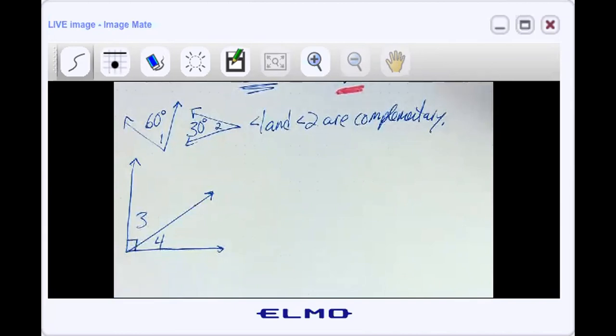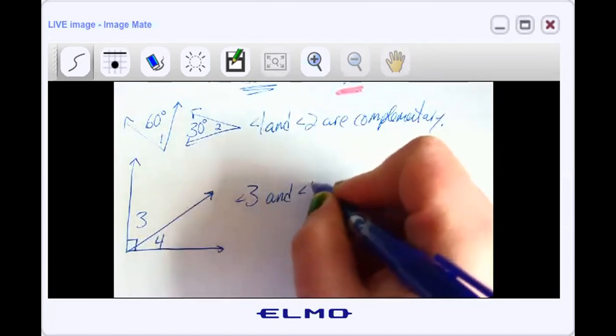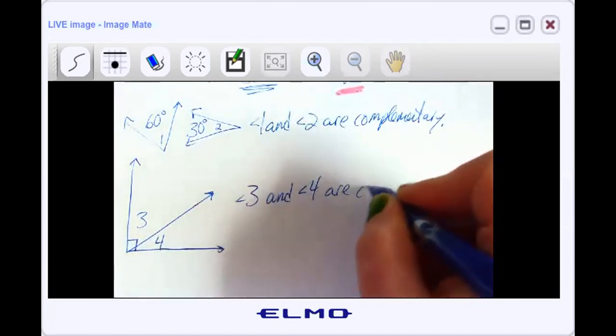So because angle 3 and 4 together add up to be 90, that makes angles 3 and 4 complementary, even without having any idea what their measure is in degrees. I don't know what it is. It doesn't matter. If the diagram is drawn like that, I know that those two angles together add to 90. So I still get to say angle 3 and angle 4 are complementary.